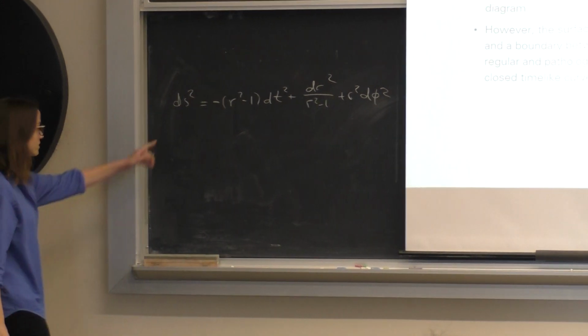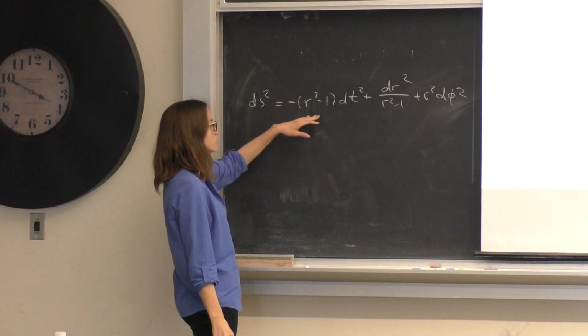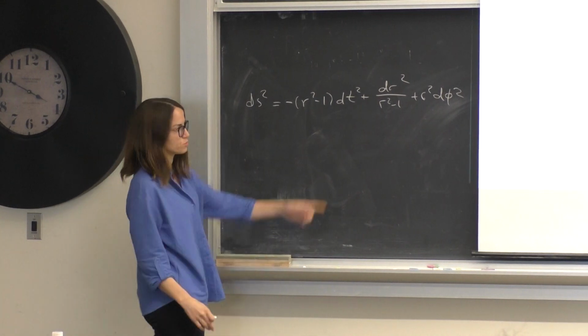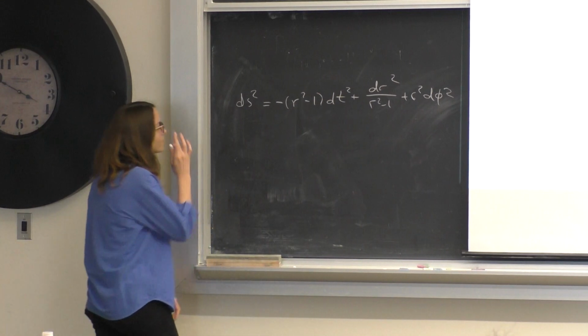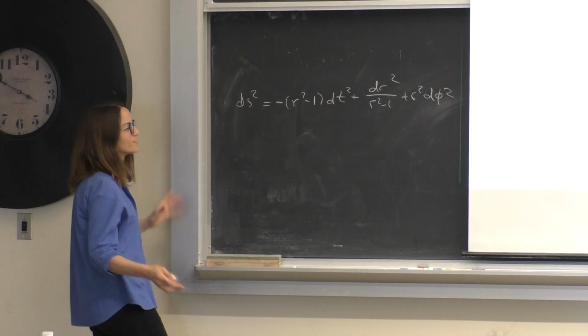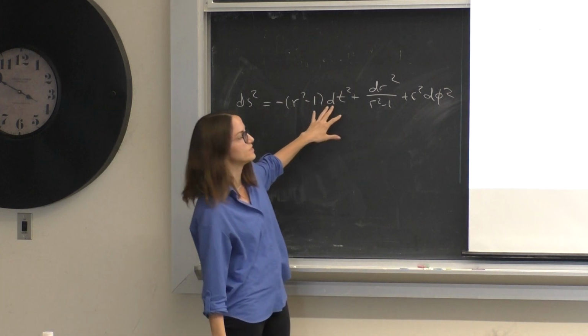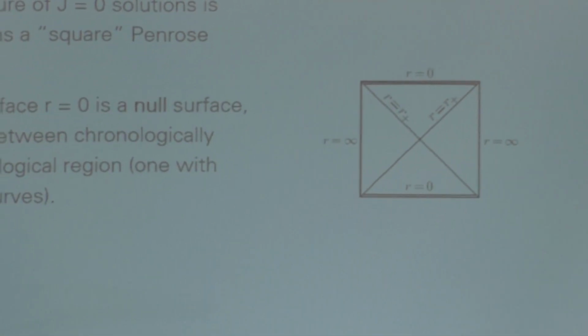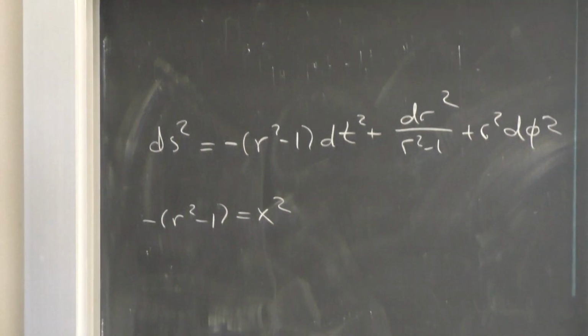And in this parameterization, r equals 1 is the horizon, and r equals 0 is going to be here. Okay, so from here, we don't really see that this is a null surface. So how do I get to see that this is actually null? Well, I do a very simple change of coordinates. I identify this to be some sort of x squared.